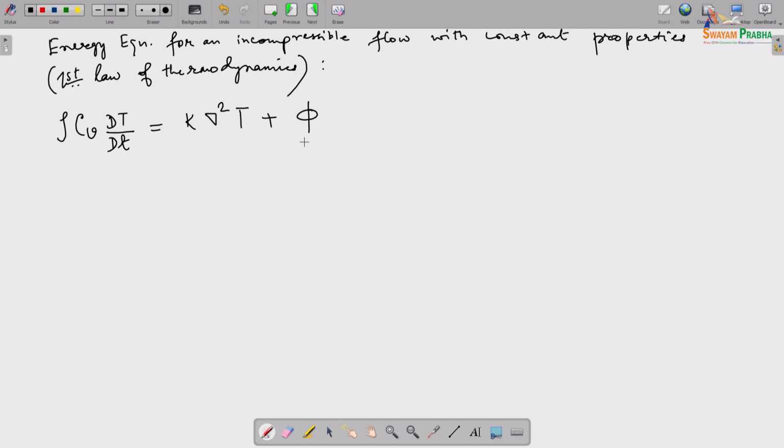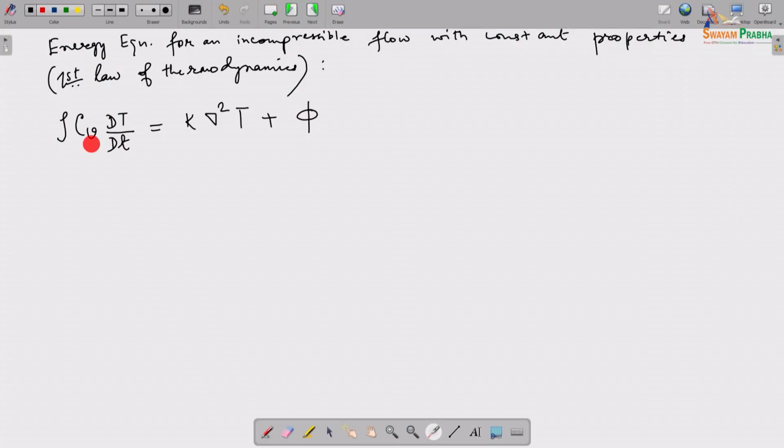Okay. So, phi is the dissipation function. I will write this down in a bit. Now, when I say energy, when I wrote this, I said energy equation for an incompressible flow with constant properties. What do I mean by that? Constant properties. So, what I mean is essentially that the CV, then the K, these are actually constant properties. So there is a possibility when CV is not constant. So, when could that be?